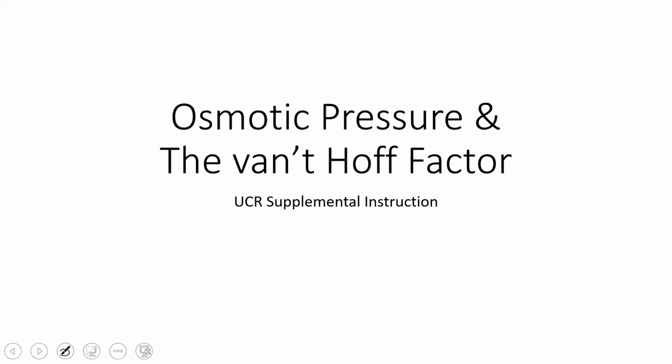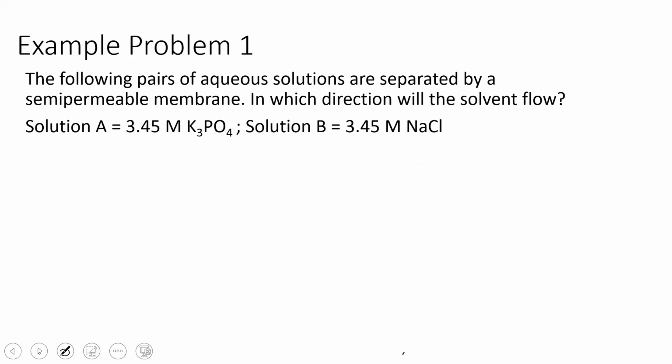Today we're going to go over osmotic pressure and the Van't Hoff factor. So, example problem 1 reads, the following pairs of aqueous solutions are separated by a semi-permeable membrane. In which direction will the solvent flow? And then it'll give you two different solutions.